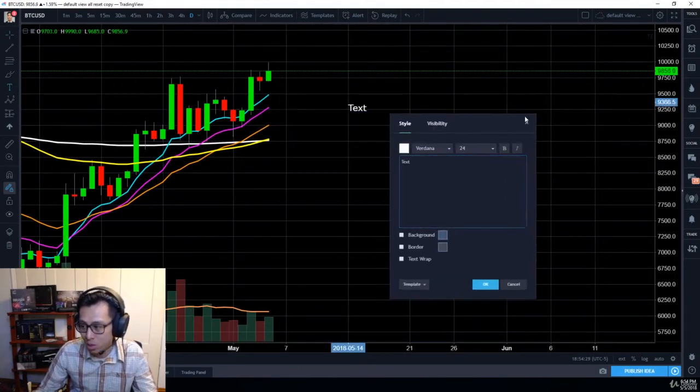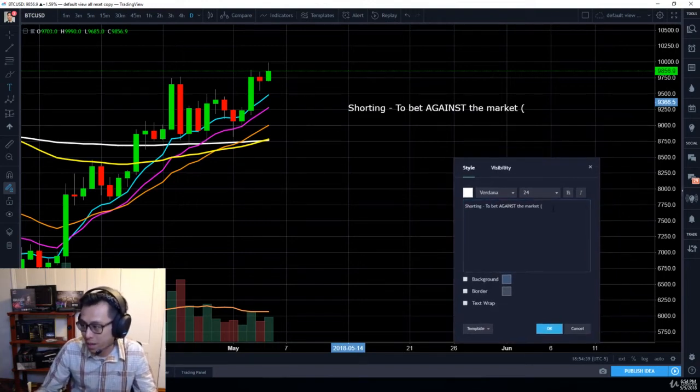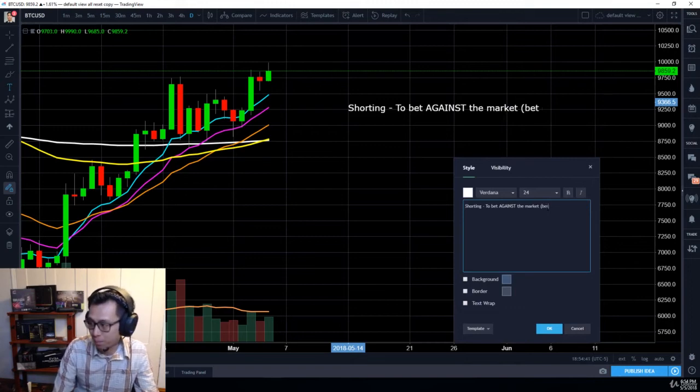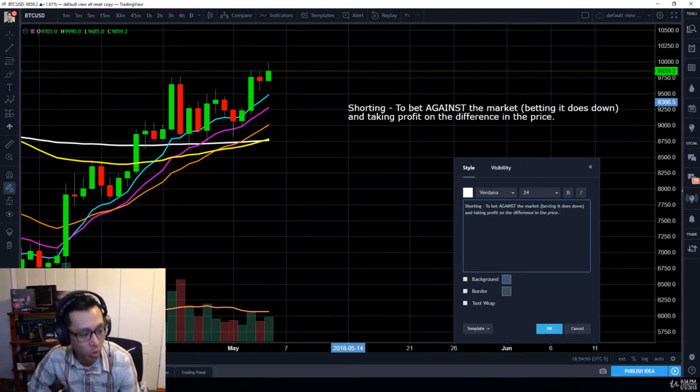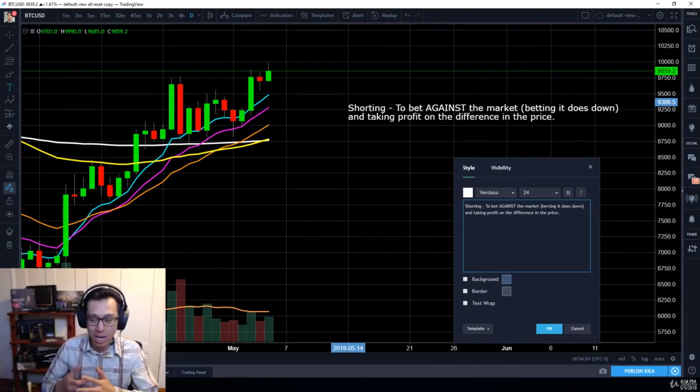We're just going to go over Bitcoin shorting to bet against the market. So, to bet against the market, betting it goes down, and taking profit on the difference in the price. Shorting is only done through margin trading, and many exchanges actually allow you to short.